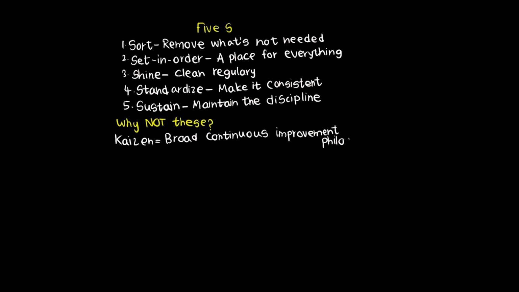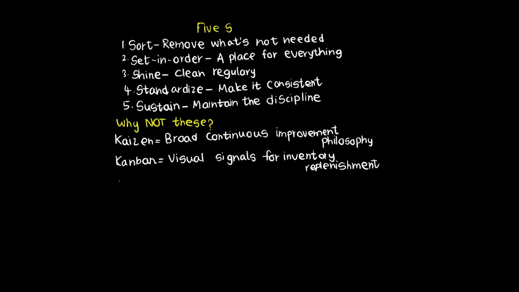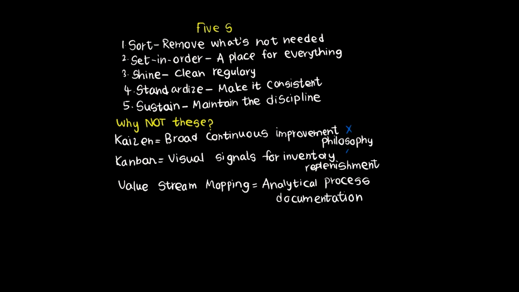Kanban is a visual signaling system that controls inventory flow. Cards or signals trigger replenishment when items are consumed. It has nothing to do with labeling tool locations or cleaning routines. Value stream mapping documents every step in a process from raw material to customer delivery to identify waste. It is an analytical tool, not a hands-on workspace organization method.